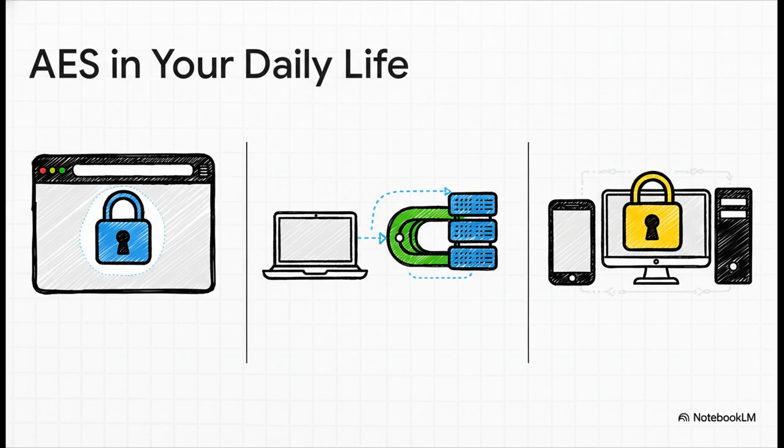So where is AES actually working in your life? Well, pretty much everywhere you look online. You know that little padlock in your browser when you're on a secure website? That's HTTPS, and you can bet AES is probably working behind the scenes. Using a VPN to keep your browsing private? Yep, AES is creating that secure tunnel for you. And the data on your phone or your computer? If you have disk encryption turned on, that's almost certainly AES locking it down. It is literally protecting you right this second.